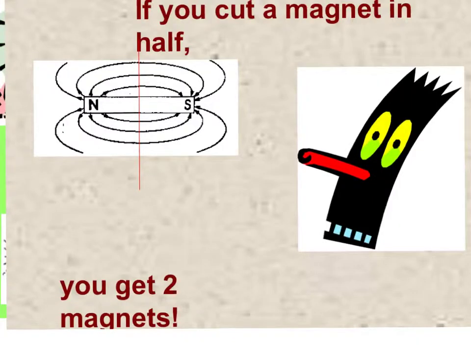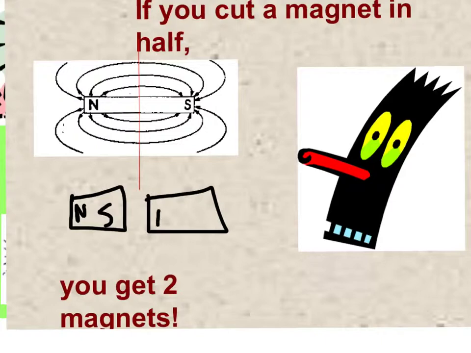If you cut a magnet in half, you actually get two magnets out of it. So say I cut that magnet in half, I would actually have two magnets with a north and south pole. The reason for that is the magnetic attraction between the two will always have some opposite force between them.